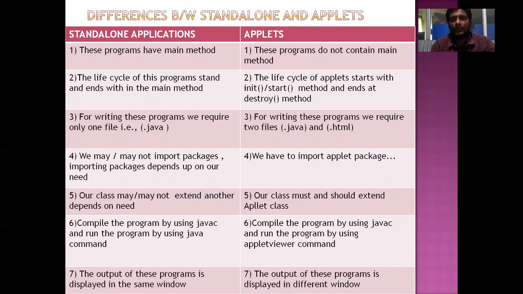Coming to applets, you may or may not believe it, but applet programs do not contain a main method. We don't have public static void main string args in our applet programs. Instead of the main method, in order to print something on the output screen, or to draw some shapes on the output screen, we are going to use a method called the public void paint method.